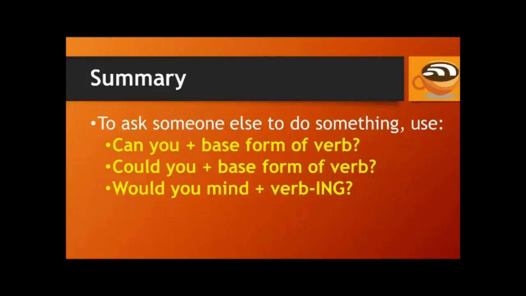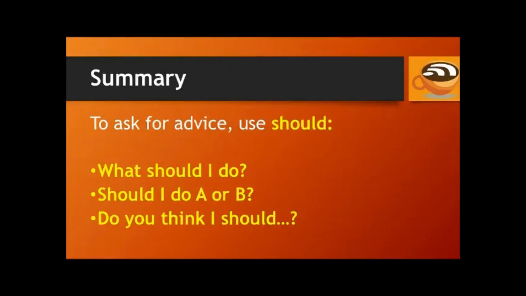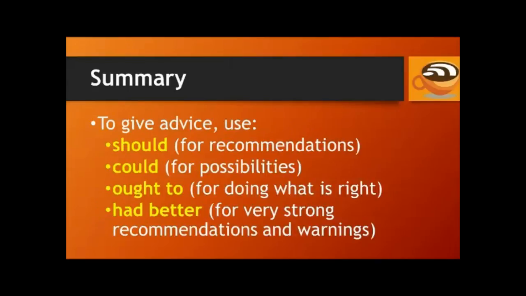Let's summarize the modal verbs from today's lesson. To ask someone else to do something, use can you or could you plus the base form of the verb, or would you mind plus the verb in the ing form. To ask for advice, use should. You can say, what should I do? Should I do A or B? Or, do you think I should? To give advice, use should for recommendations, could for possibilities, ought to for doing what is right, and had better for very strong recommendations and warnings.